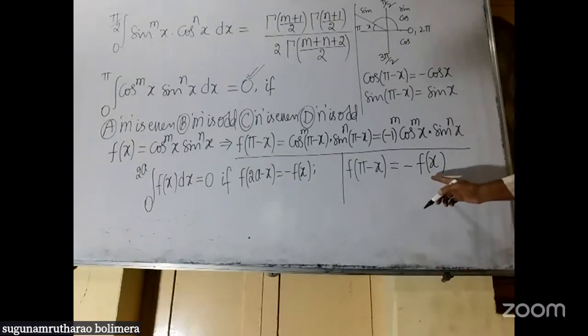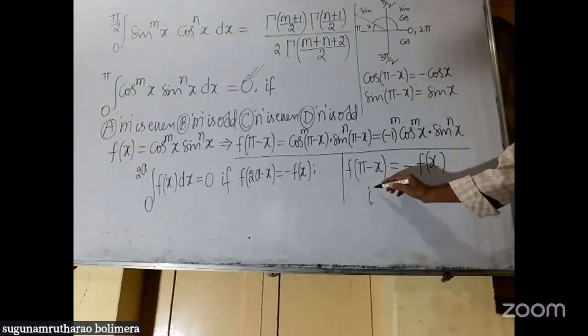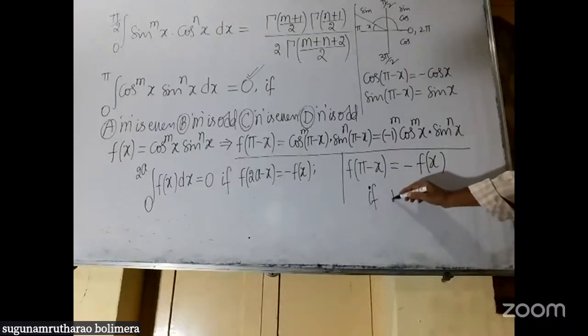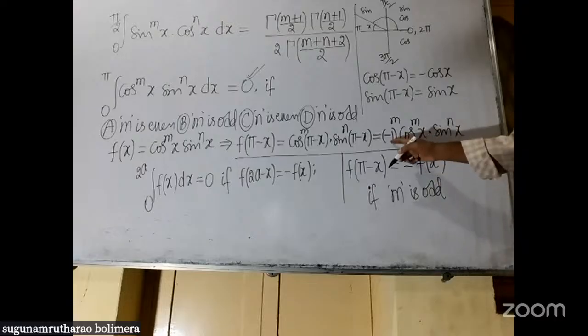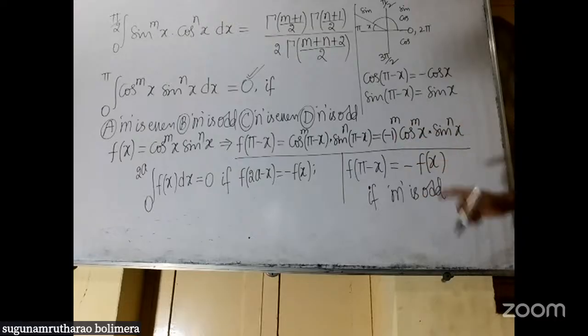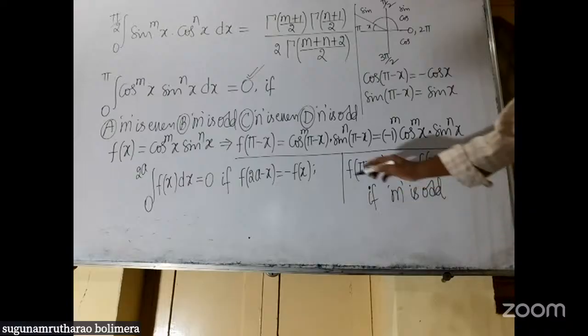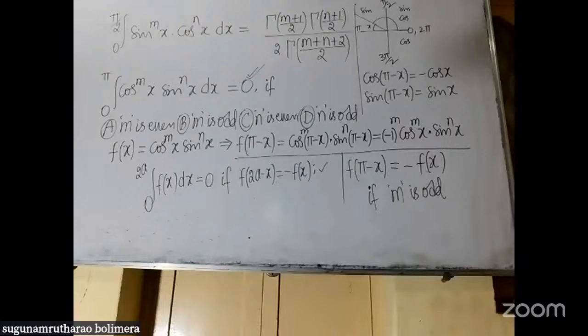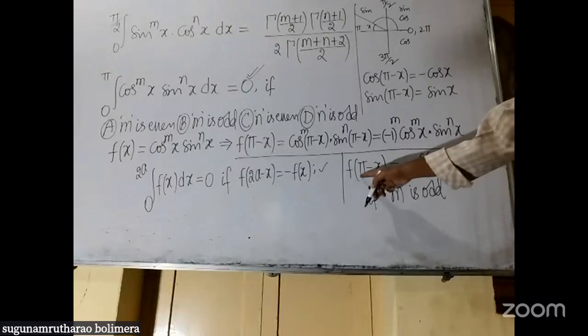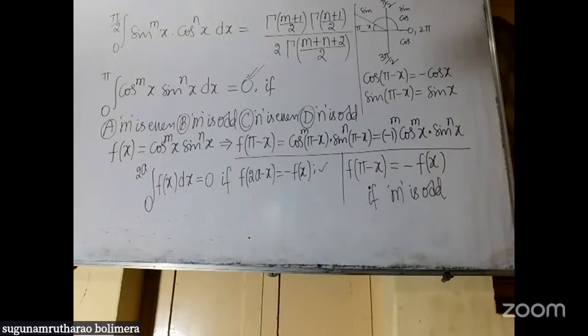So it will be minus f of x if m is odd. If m is an odd positive integer, then only it will be minus f of x. So based on this formula, this is 0. It will become 0 when f of pi minus x equals minus f of x. That will happen only when m is odd.